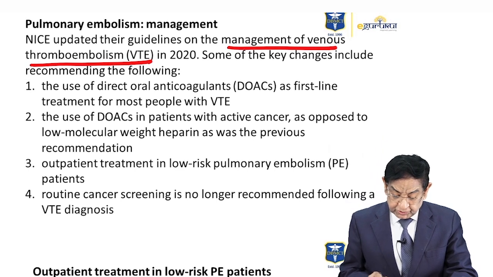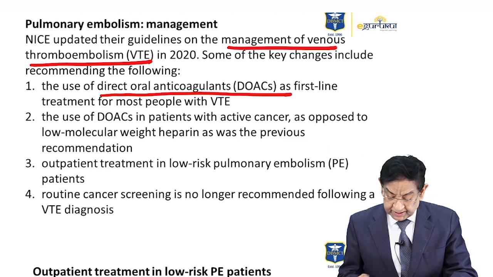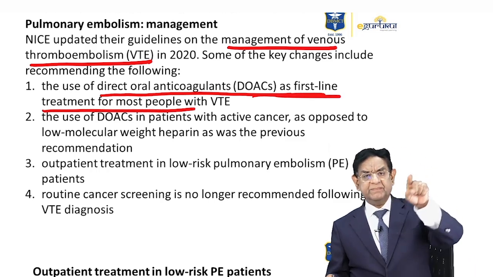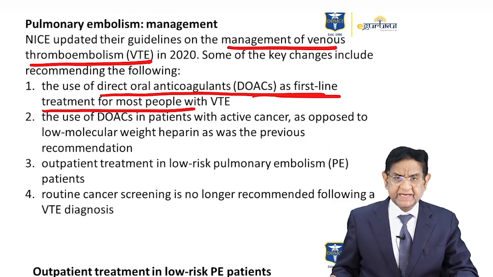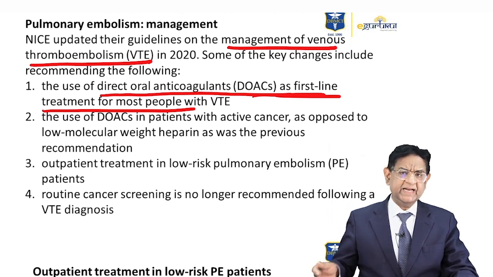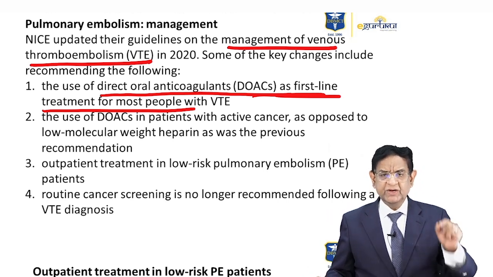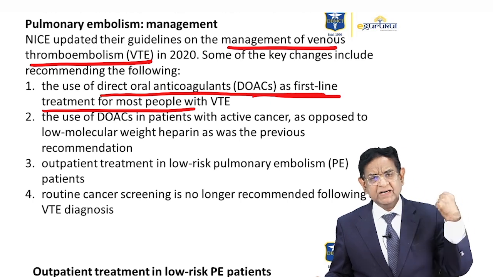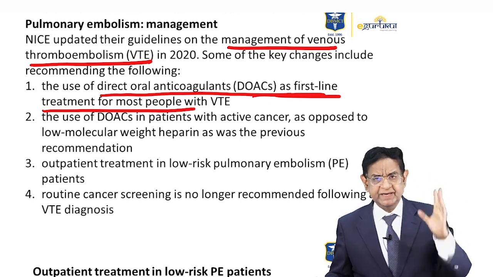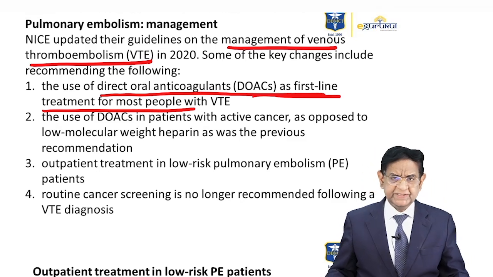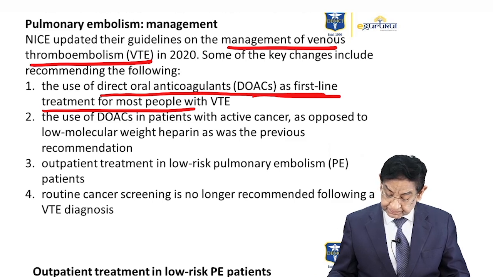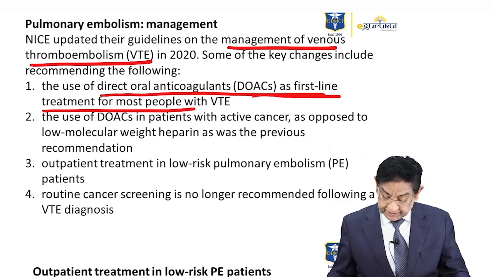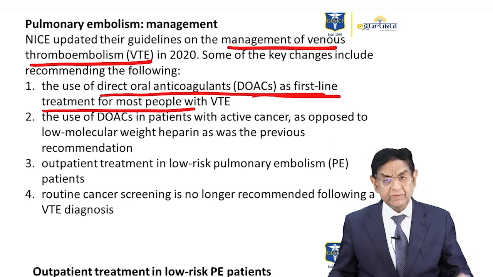They say use direct oral anticoagulant. This is always the first line treatment. Remember, in the previous discussion, when we were investigating whether it was D-dimer or CTPA, what did the NICE guidelines say? Start oral anticoagulant immediately. Don't wait for the investigation. Don't wait for the report. Start immediately.